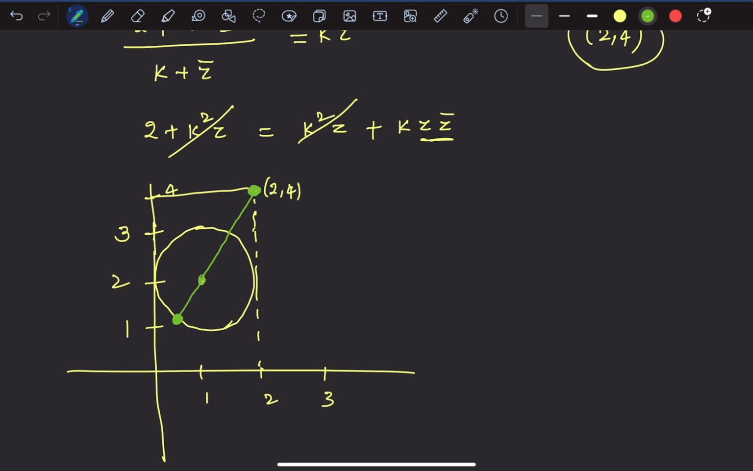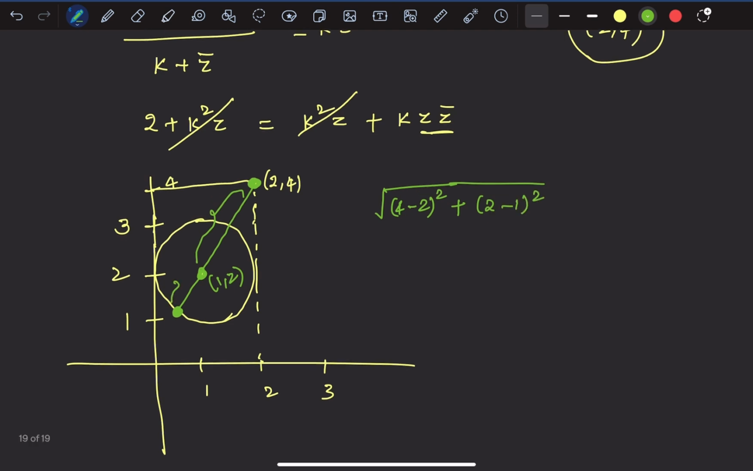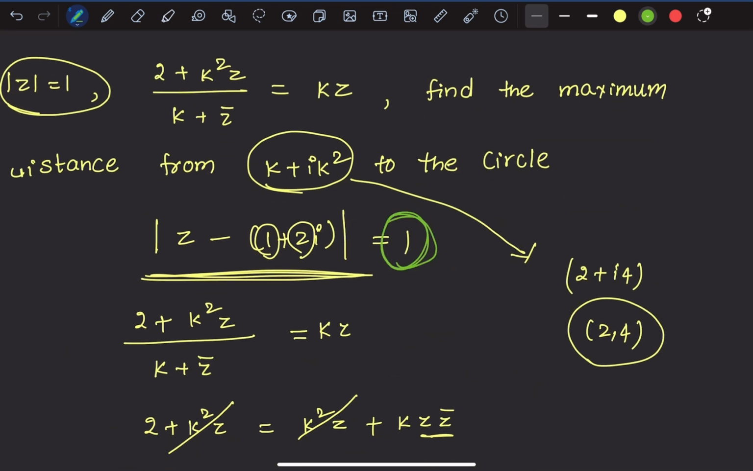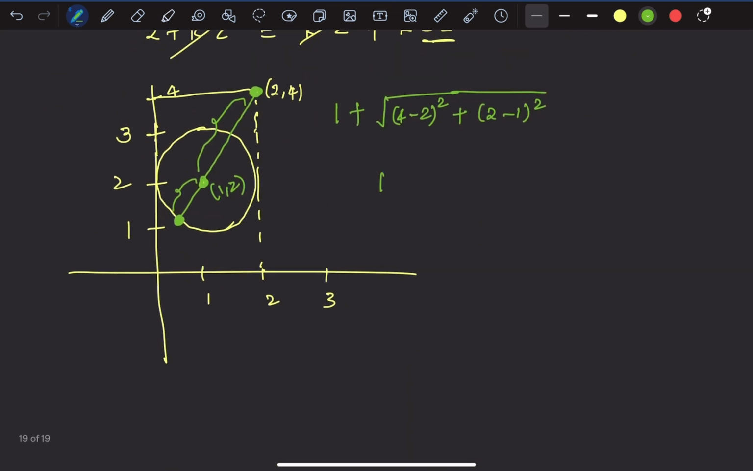All right, so this point is (1, 2). So we can find out this distance using the distance formula. That distance will be simply root of (4 minus 2) whole square plus (2 minus 1) whole square, and this distance is simply the radius of the circle, which is 1. So it is given the radius is 1. So 1 plus root of 4 plus 1. So this is simply root 5 plus 1. So this is the answer for your question.